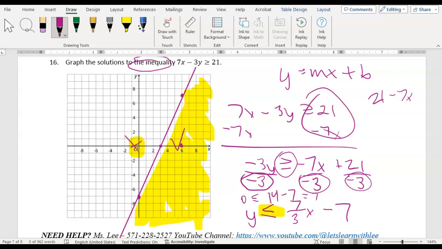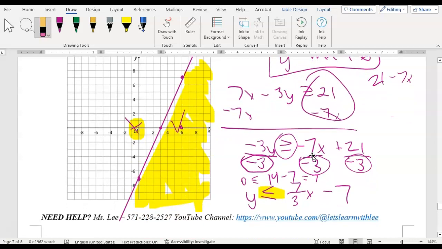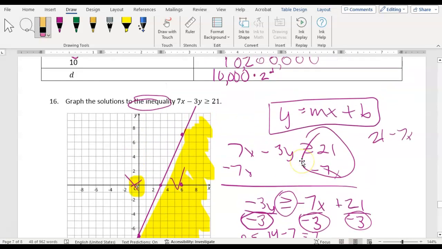Okay, so if you've forgotten how to put things into slope-intercept form, make sure to review that. And if you've forgotten how to know which side to shade, this is a good opportunity for you to review that as well. Again, we also see that we have a place where we can see our slope, we can see our y-intercept, and those things are helpful as well.